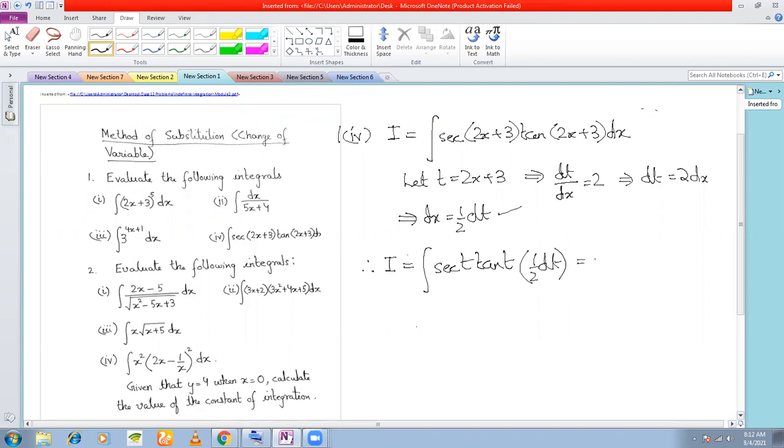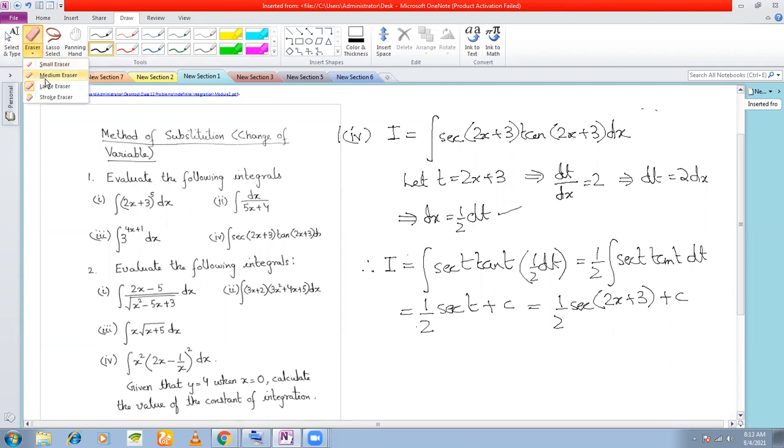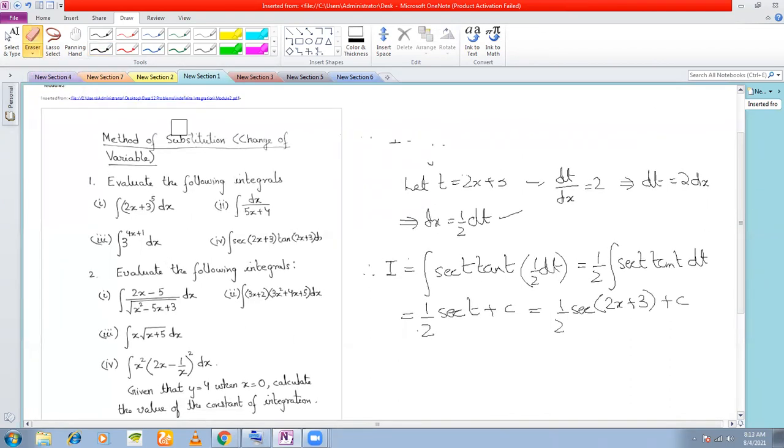That's it. Now you take the half out of the integral. You only have to integrate sec t tan t dt. And what is the integral of sec t tan t? It is sec t plus c. Put back the value of t. That's it. Okay. Moving on to the next one.